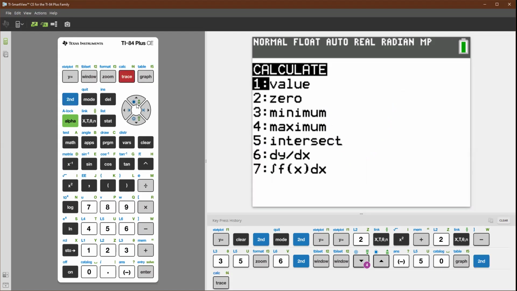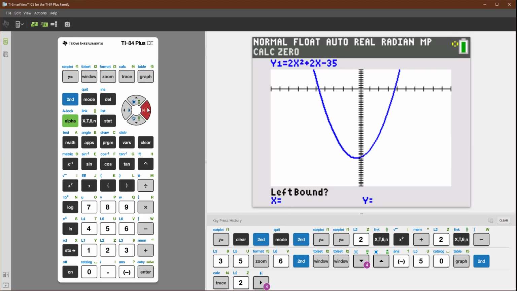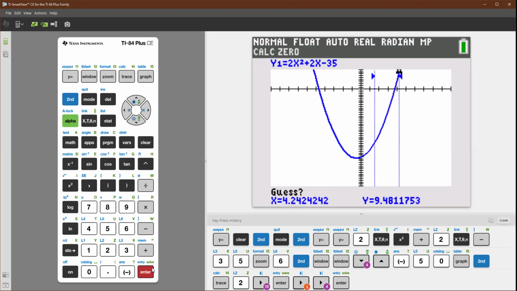So second calc, I'm looking for a zero, and I'm looking for the right zero. I choose my left bound by moving my cursor, and then I choose my right bound. Does it really matter where your interval is as long as it includes the zero you are looking to analyze? And if it includes the zero, the function goes from positive to negative or negative to positive, meaning it has to cross the x-axis. So now that I've chosen my left and my right intervals, I tell the calculator to guess. My zero is 3.713.